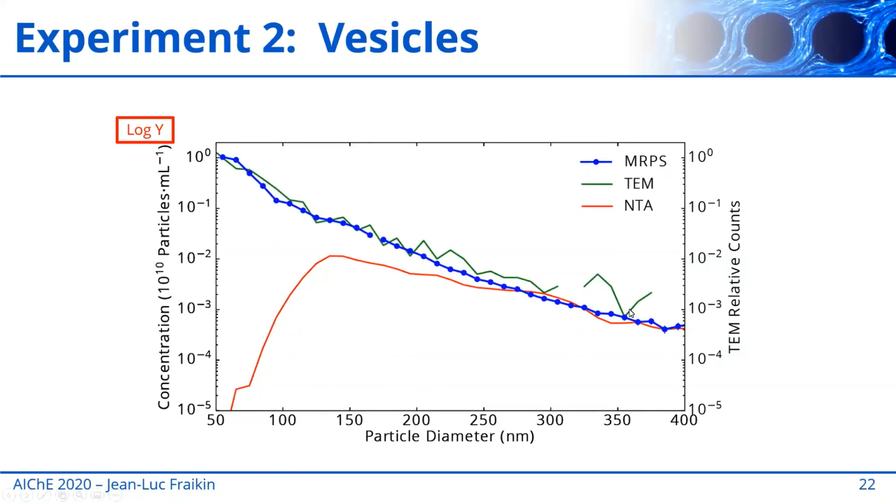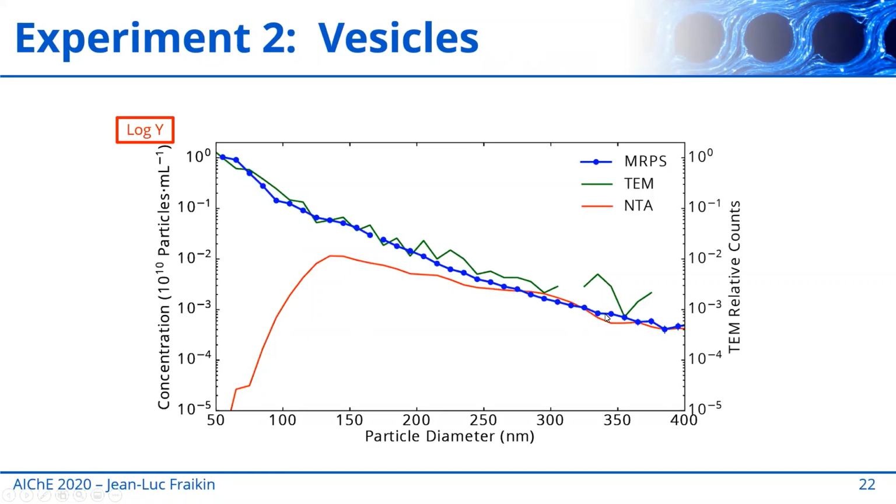You can see here the counts using TEM continue to increase monotonically all the way down to 50 nanometers and beyond. This is the gold standard, and we see that the MRPS measurements agree very well with the TEM measurements, and the NTA signal does not. So how can we understand this? Well, in the previous example with the polystyrene beads, we saw that when there were bigger particles in the sample, which there are here, it's very difficult for NTA, it physically can't accurately quantify the small ones.